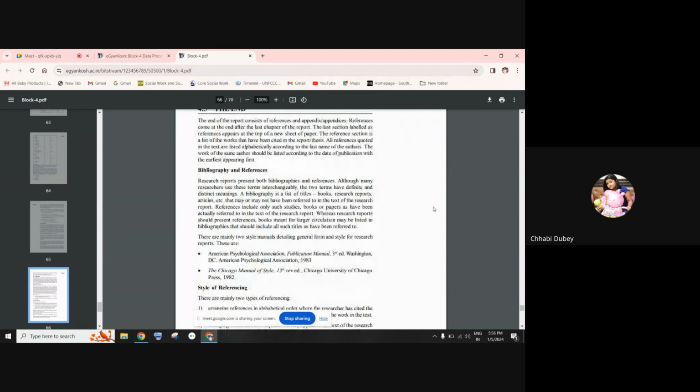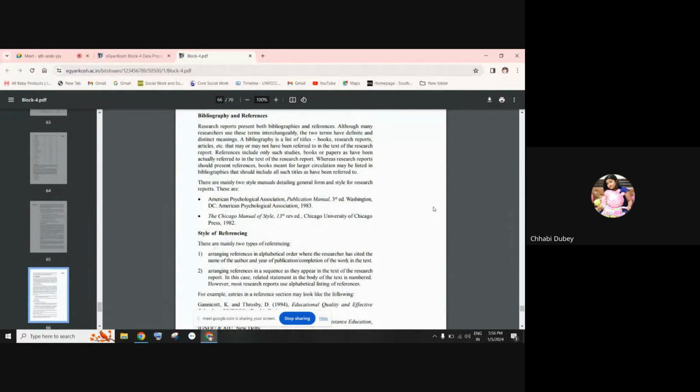You have the APA style of citation, the Chicago manual style is there. Then there are other styles also. The Harvard style is there, but usually the Chicago style and the APA style, these are the most commonly accepted styles of citations that are used. And you can easily see the kind of style of referencing that can be done.